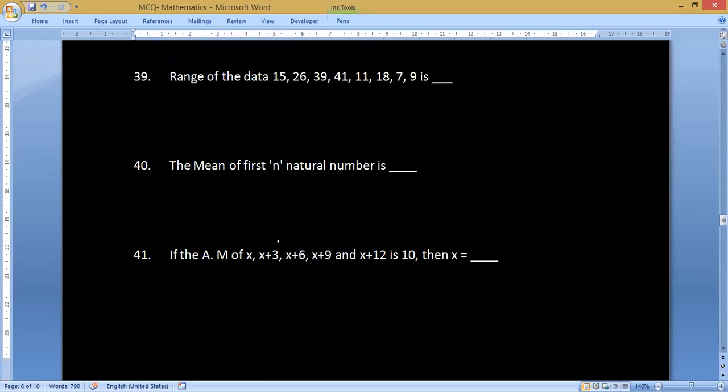So, range of the data. The series is given: 15, 26, 39, 41, 11, 18, 7, 9. So the formula for range is highest value minus lowest value.